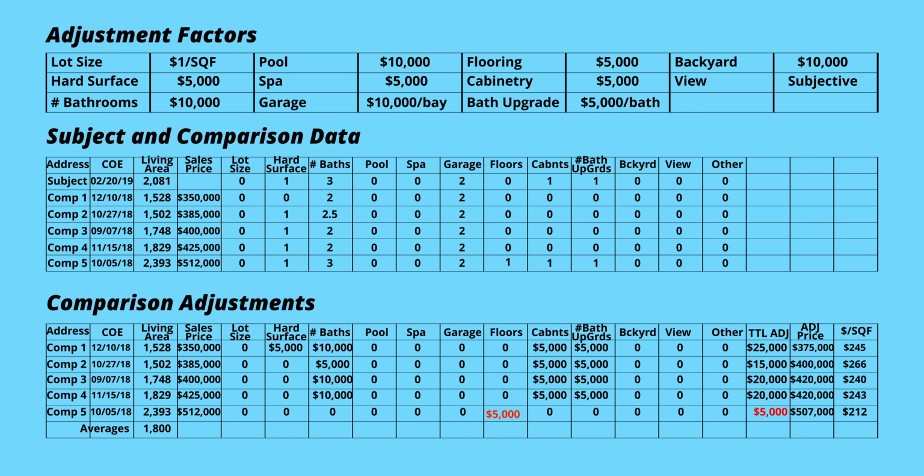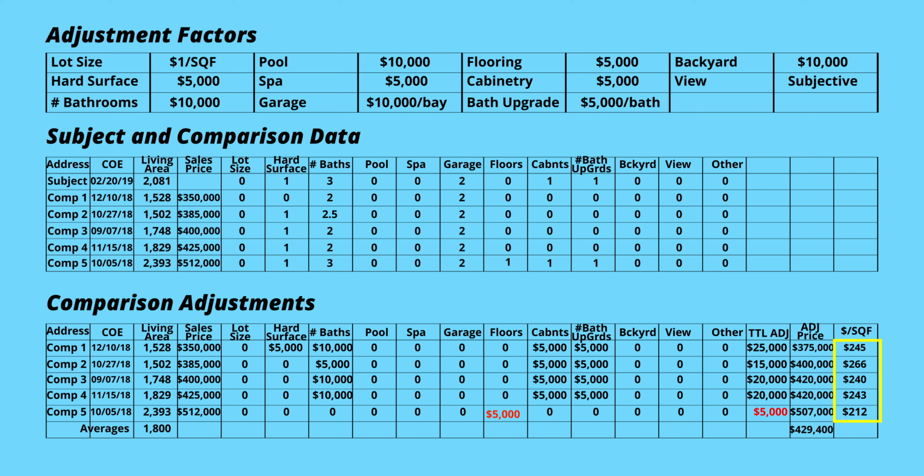Next, calculate the average adjusted price. This is done by adding up the adjusted prices of the comparisons and dividing by 5. This results in an average adjusted price of $429,400.